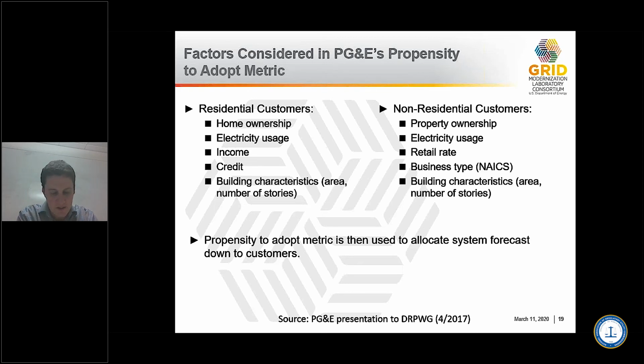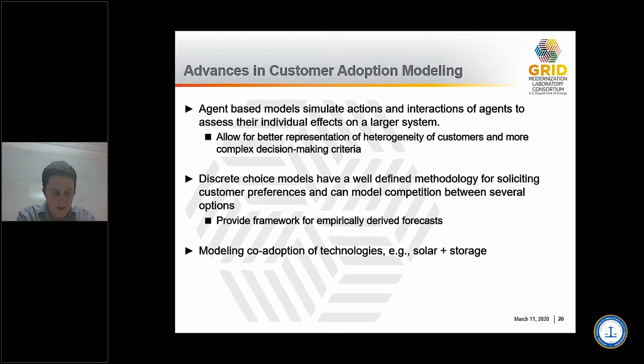Next slide. So next, we talk about a few cutting-edge advances in customer adoption modeling. So one method that one can take that goes beyond what we've just described is an agent-based model. An agent-based model is very much a bottoms-up model that represents the interaction of different agents or ratepayers within the system.